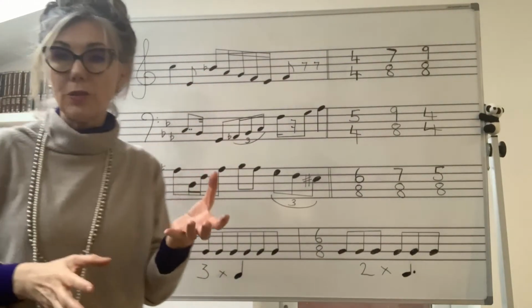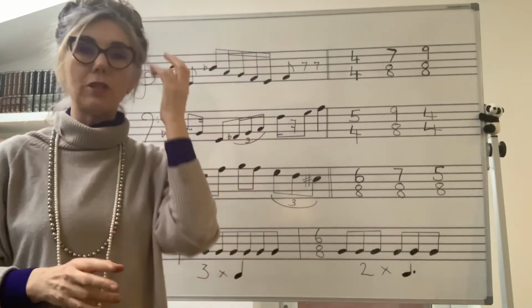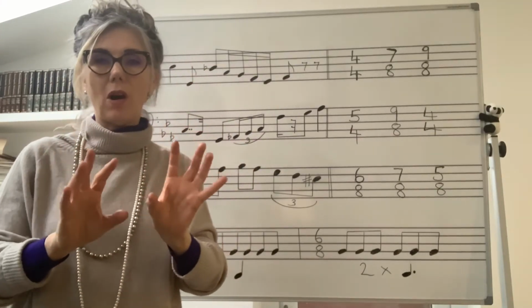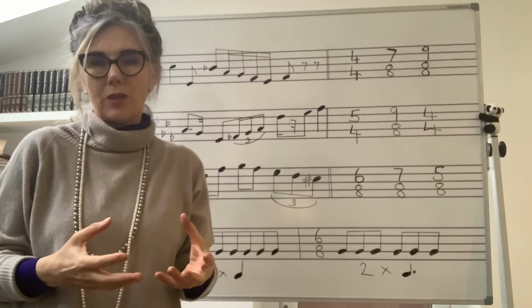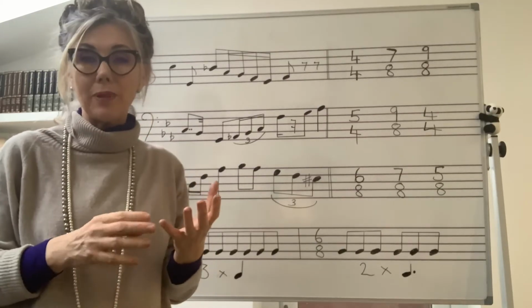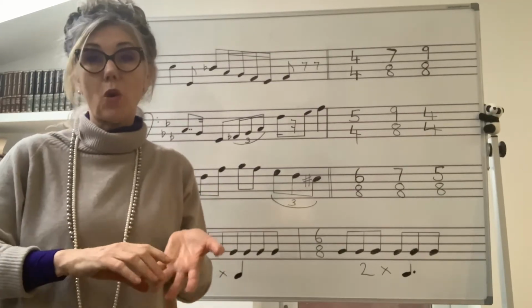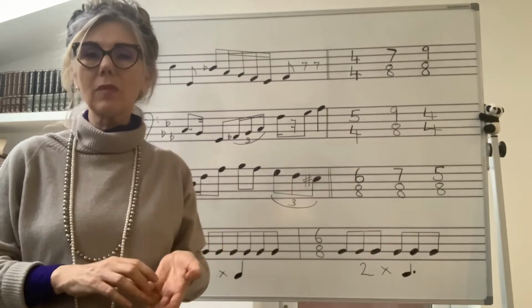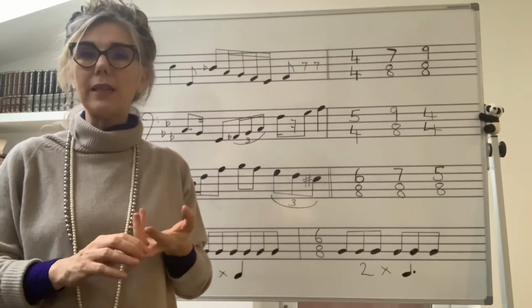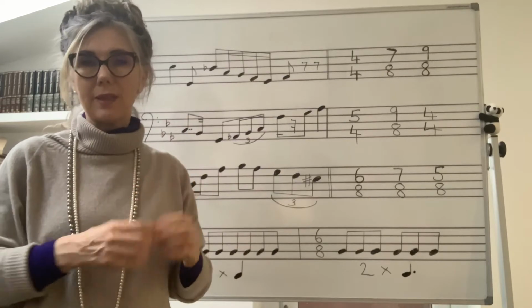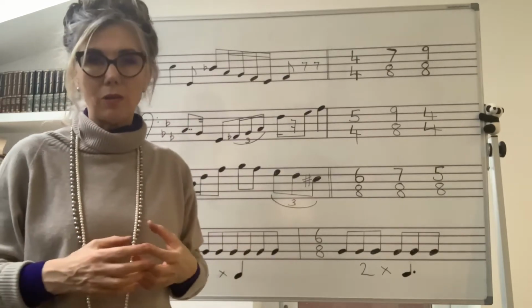Now, in order to do that, we're going to look at two main ways of figuring that out. The first is to simply count the quavers or count the crotchets. And the second is to see the groupings that the notes are in.